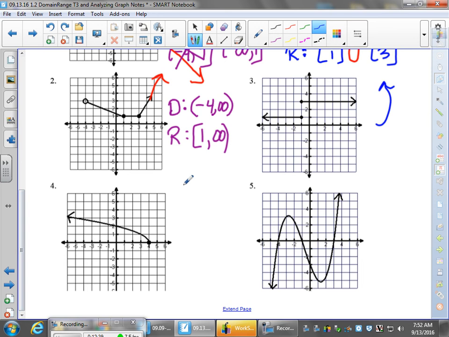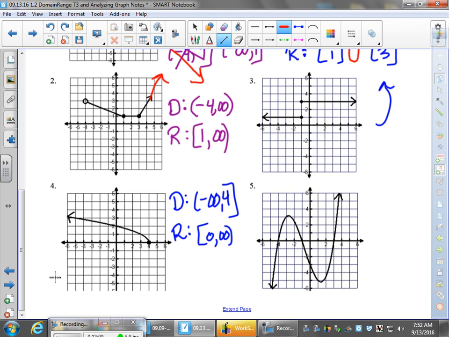Number 4, domain. Good job. Range. There you go. 0, infinity. So when I come in from the bottom, and I can understand when people were saying what they were saying, I could see how they would read that.